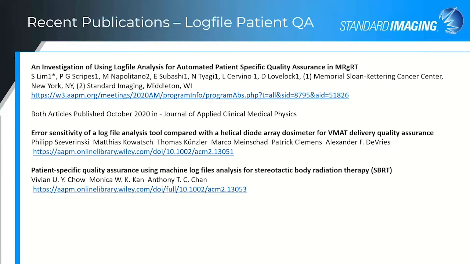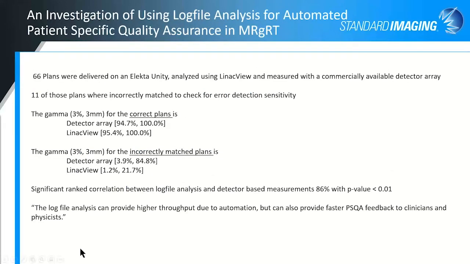I'd like to go into just a little bit more detail about the results that were provided in the AAPM abstract. This particular abstract was from a LinacView user with an elected Unity. They delivered 66 plans and analyzed them using LinacView and measured with a commercially available detector array. 11 of the plans were incorrectly matched to check for error detection sensitivity.